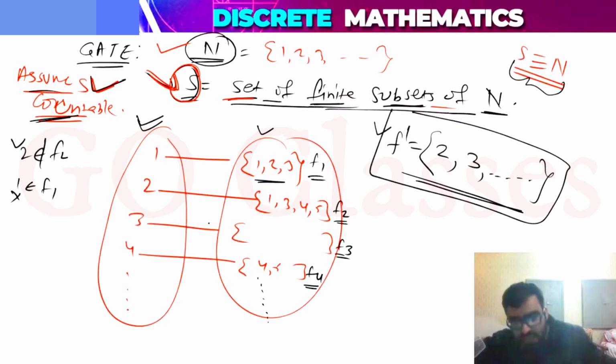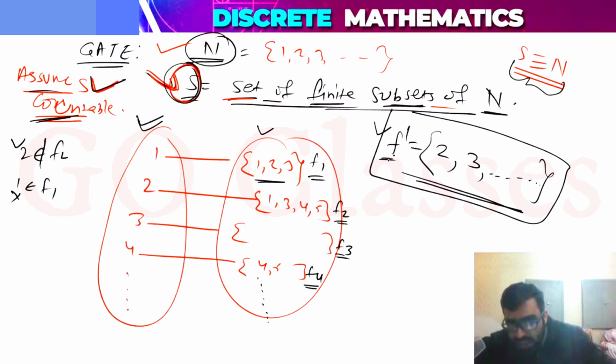Yes, right. So this is the mistake that we have made. Even though I have created F dash, remember F dash is infinite. So this F dash does not belong to S. Remember what I am doing. So this is the mistake. This is a very common mistake, actually, that many students make.